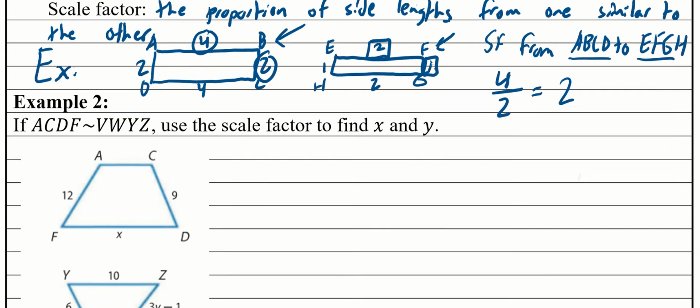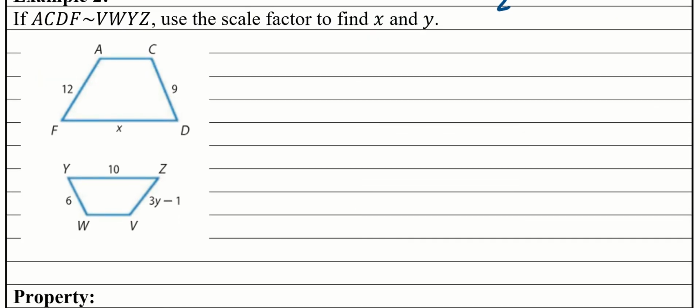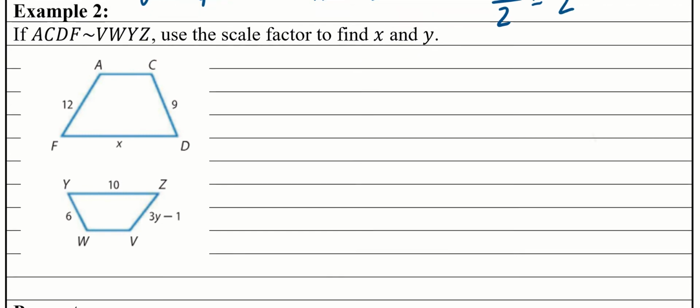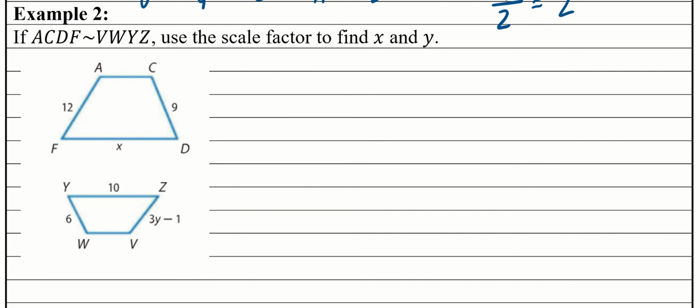Okay, so putting that to use here, being able to solve for different variables. Again, you can take a sec and sketch this diagram for me. And in this case, just like before, we're told ACDF is similar to VWYZ, and we want to use that to find X and find Y. So if I'm looking at X here, and really it says I want to use the scale factor as well, so we'll do that in a sec. If I'm looking at X here, I only see one side length with X in it, and it's just this one, FD at the bottom here.